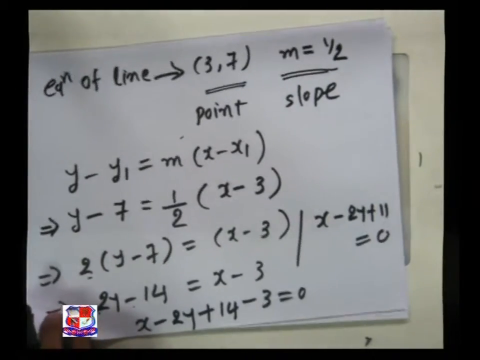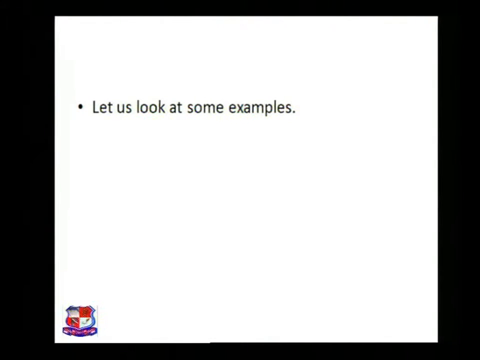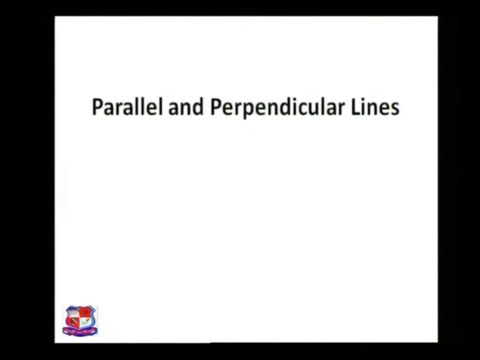Now let us discuss parallel lines and perpendicular lines. If two lines are parallel to each other, then what will happen, and if two lines are perpendicular to each other, then what will happen. So let us discuss the properties of parallel and perpendicular lines, and what we can say about the slope of the parallel lines and the slope of the perpendicular lines.